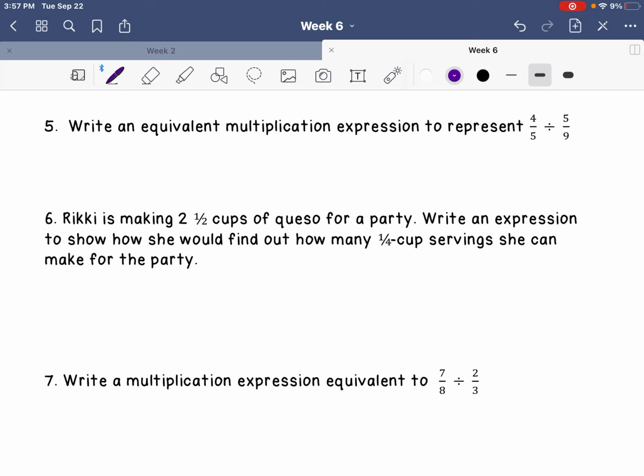We learned that multiplying by the reciprocal is the same as dividing by a fraction, so we could rewrite this as the multiplication 4/5 times the reciprocal 9/5. So that is equal to 4/5 divided by 5/9. Remember we learned keep, change, flip. Keep the first fraction, change it to multiplication, flip the second one upside down. Those two things are equal.